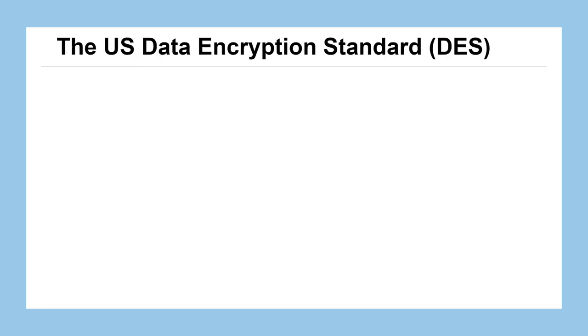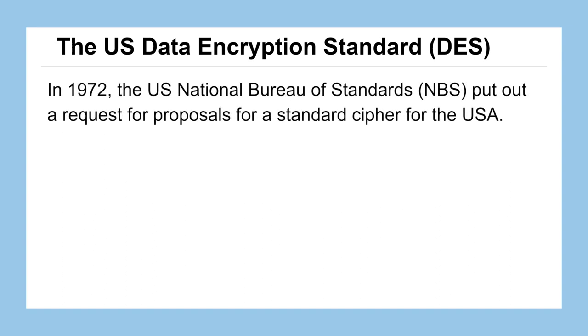Now, let's talk about a real block cipher. That's something that's not for babies, something that's actually used in real life. This first block cipher that came about for U.S. use was in 1972. The U.S. National Bureau of Standards, or the NBS, which is now known as the National Institute of Standards and Technology, I believe, NIST, put out a request for proposals for a standard cipher for the U.S.